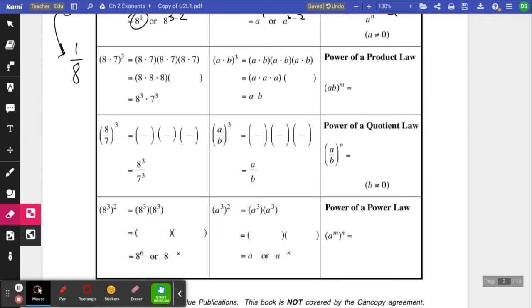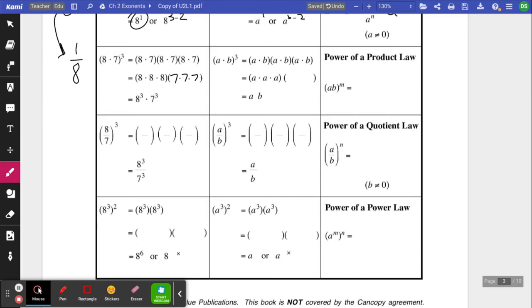What about 8 times 7 all to the power of 3? What can I do with that? Well, this is written out and repeated. This looks like that. So then we can group the 8s together. We can group the 7s together as well and go 7 times 7 times 7, which turns out to be 8 to the 3rd and 7 to the 3rd. Follow the logic?